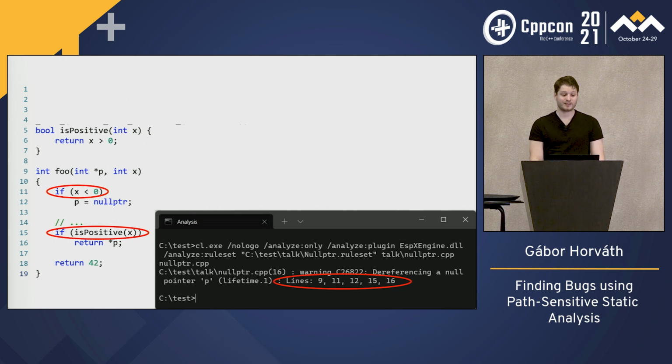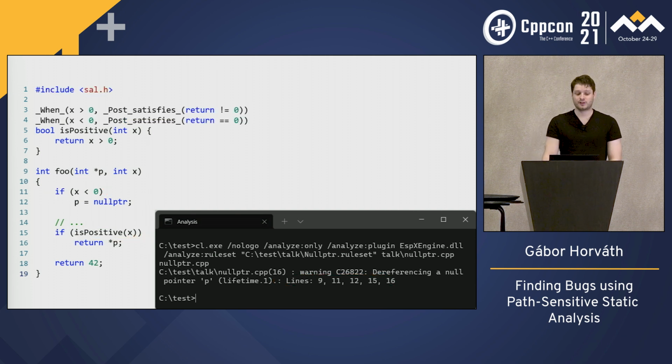So what we can do in this case is use annotations to describe how isPositive is behaving. So we can use an annotation to describe that it will return true when x is positive, and it will return false if x is 0 or negative. Yeah, there is a typo in the slide.